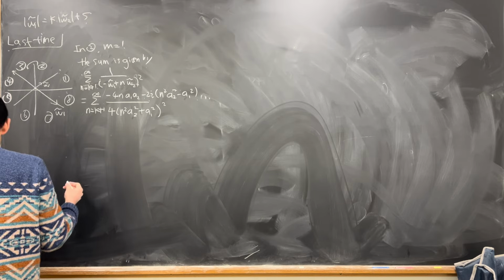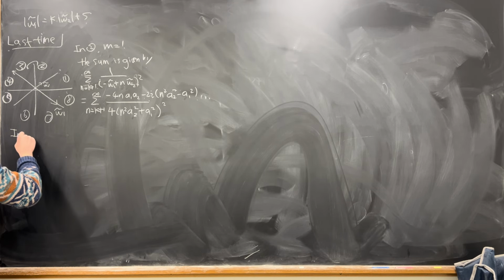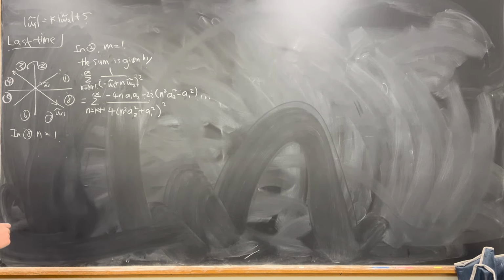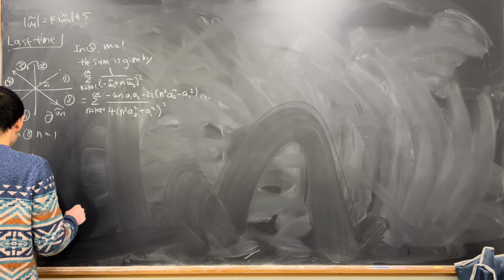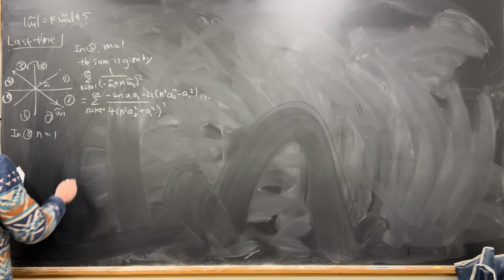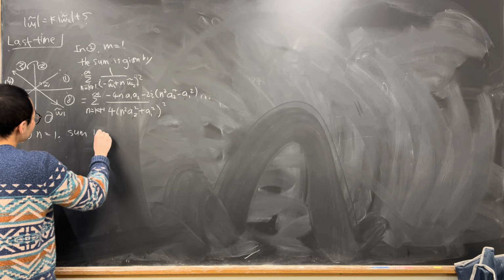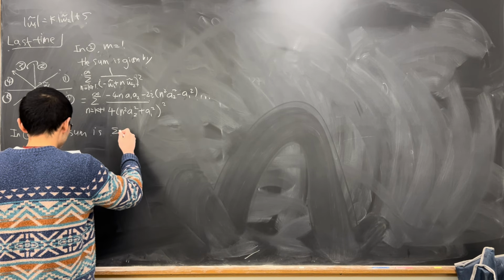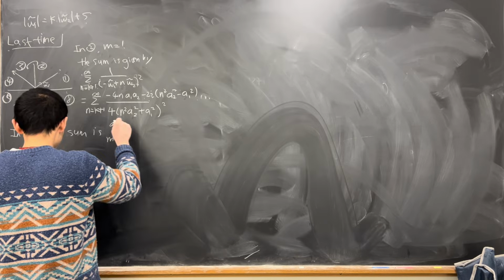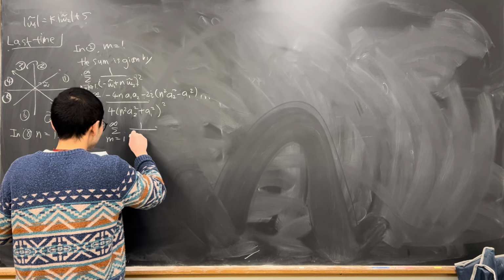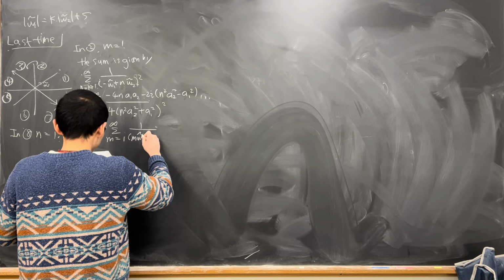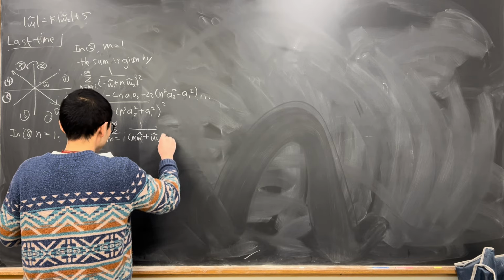Okay. So now let's say in the region 8 what we have is that we have n equal to 1, right? Yes. And then we have that the sum is the summation m equal to 1 to infinity of 1 over m omega 1 tilde plus omega 2 tilde squared.